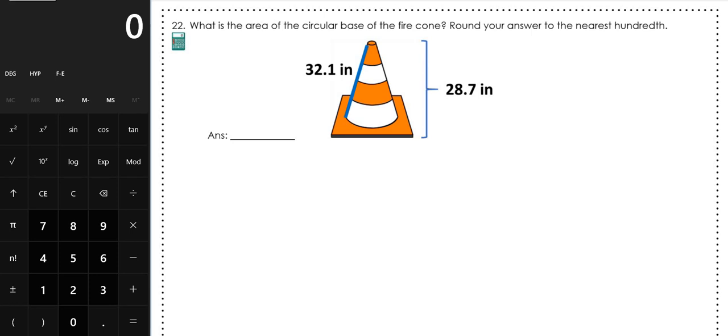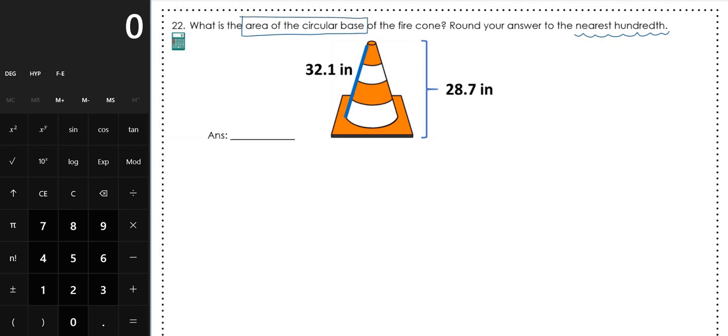Page 5, number 22. What is the area of the circular base of the fire cone? Round your answer to the nearest hundredth. So we're rounding to our nearest hundredth, and the ask of the question is, what is the area of the circular base to this fire cone? So area of the circular base, that's your goal.